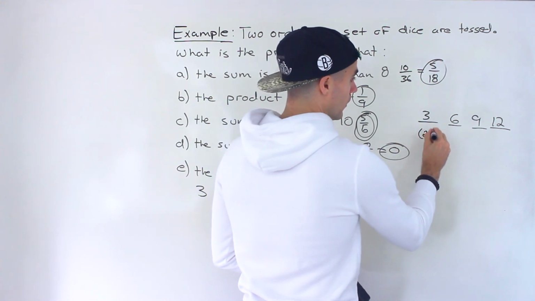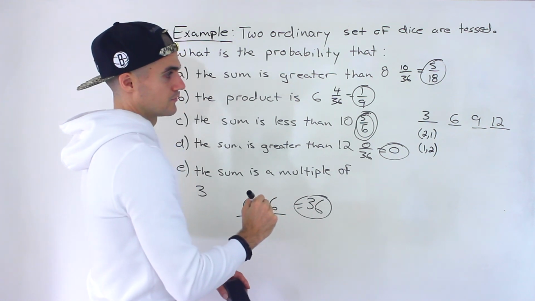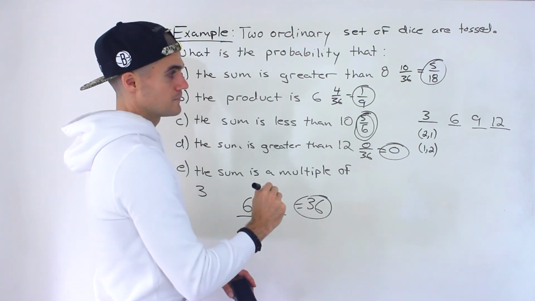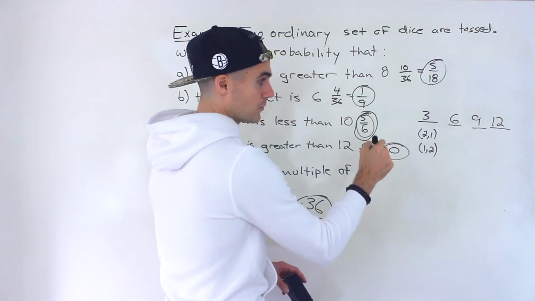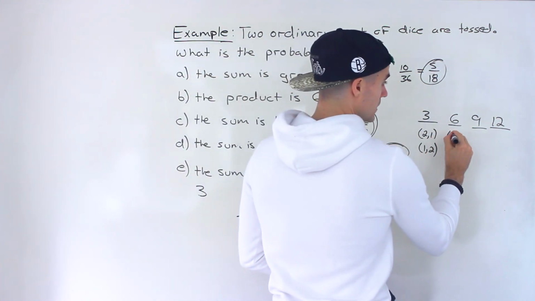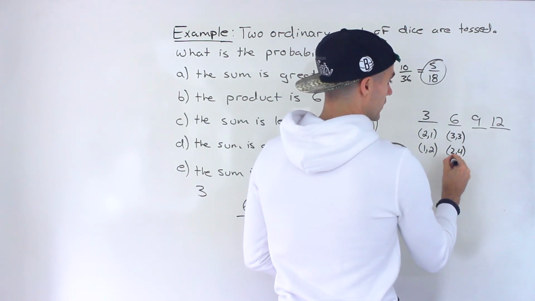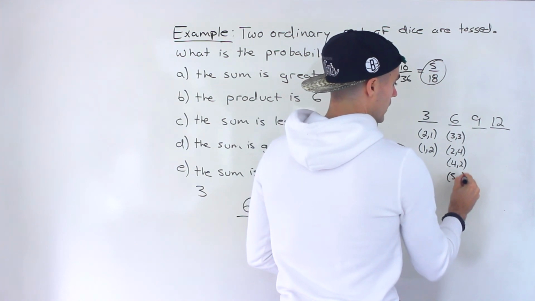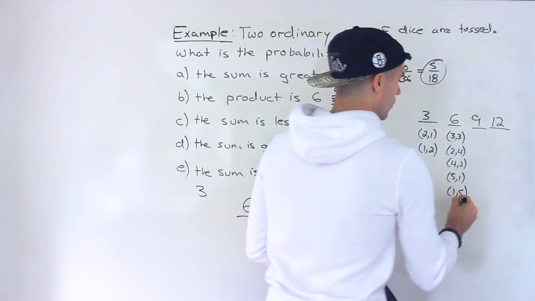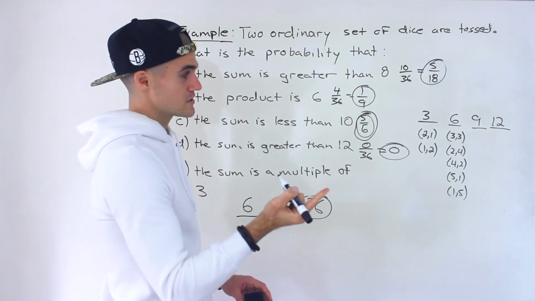Well, it could be 2 and 1 or 1 and 2. Right? There's no other way that a sum of 3 can happen. What about a sum of 6? Well, this could be 3 and 3. Could also be 2 and 4. It could be 4 and 2. It could be 5 and 1, 1 and 5. Those are all the possibilities for a sum of 6.